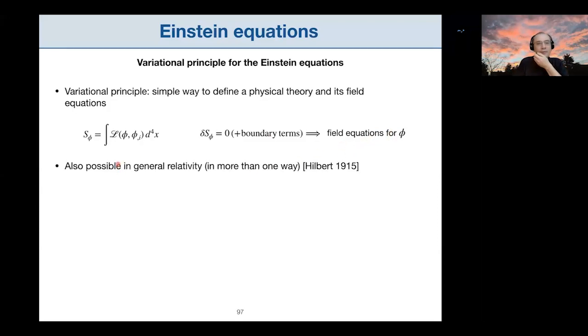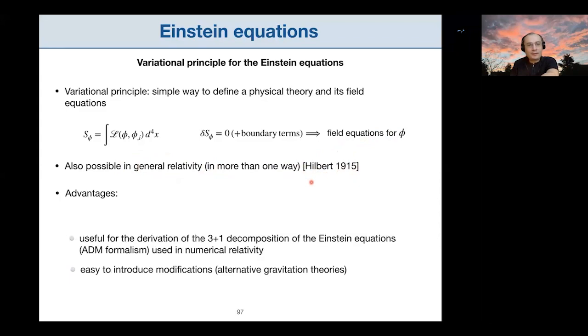It turns out it's also possible for the Einstein field equations in general relativity, and in fact in more than one way. It was already David Hilbert, a renowned German mathematician, one of the leading mathematicians of that era, who in 1915 pointed out to Einstein that his equations follow from a relatively simple variational principle. Formulating the Einstein equations in terms of a variational principle has a couple of advantages.